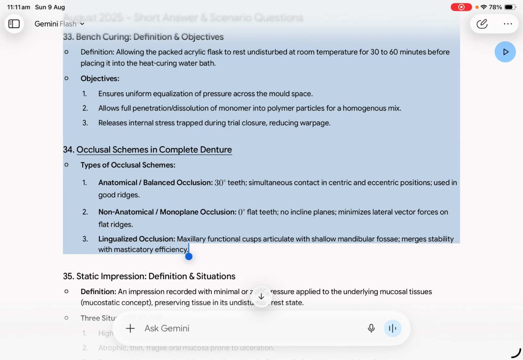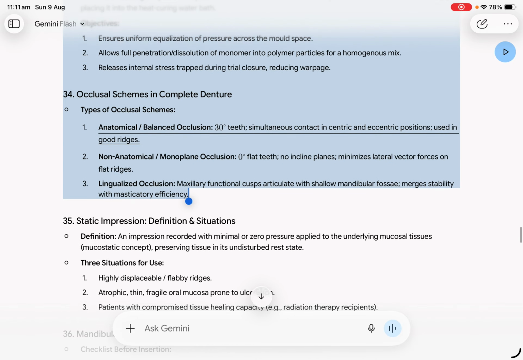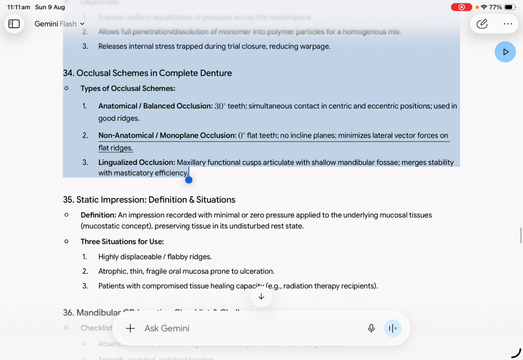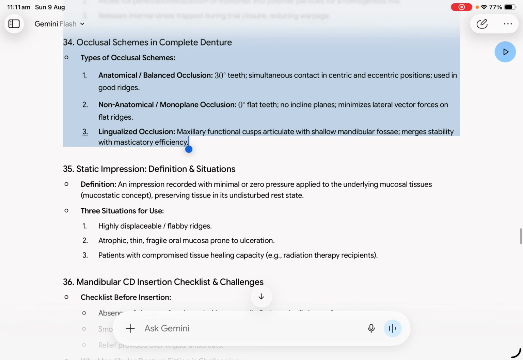34. Occlusal schemes in complete denture. Types of occlusal schemes. 1. Anatomical balanced occlusion: teeth in simultaneous contact in centric and eccentric positions, used in good ridges. 2. Non-anatomical monoplane occlusion: flat teeth, no inclined planes, minimizes lateral vector forces on flat ridges. 3. Lingualized occlusion: maxillary functional cusps articulate with shallow mandibular fossae, merges stability with masticatory efficiency.